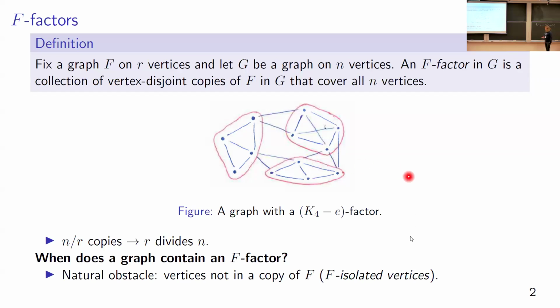And let me mention here another natural obstacle. So if I have a vertex that's not contained in any copy of F, then I cannot have an F-factor, because then this vertex cannot belong to any set of the partition.